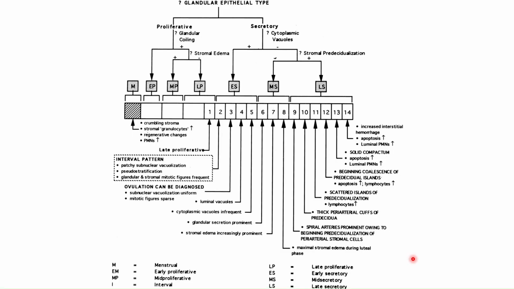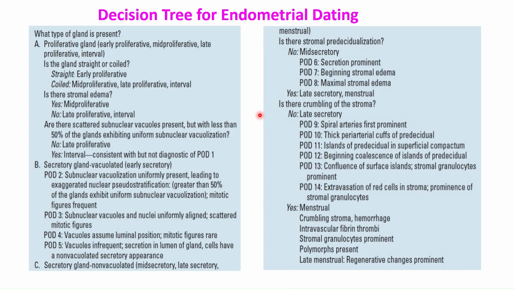This is a decision tree for endometrial dating, where we have to see first the glandular epithelial type, whether it is proliferative or secretory. We will see it later on. First, this is a decision tree where you have to see the gland. So, proliferative gland, if present, either it may be early, mid, late or interval phase. So, is the gland straight or coiled? If straight, it is early proliferative. If coiled, it is mid proliferative, late proliferative, or interval.